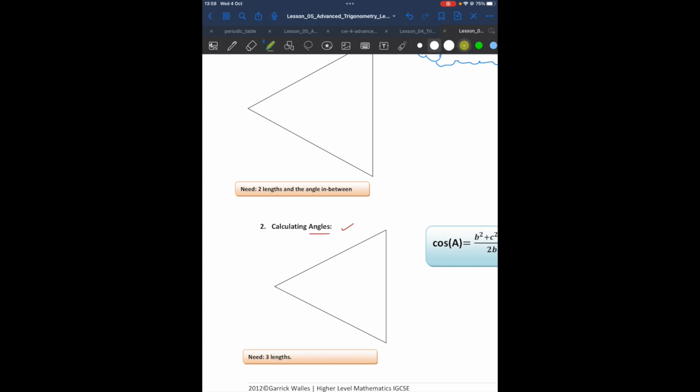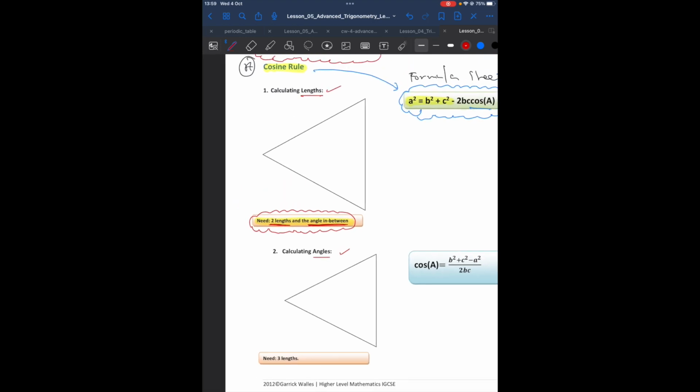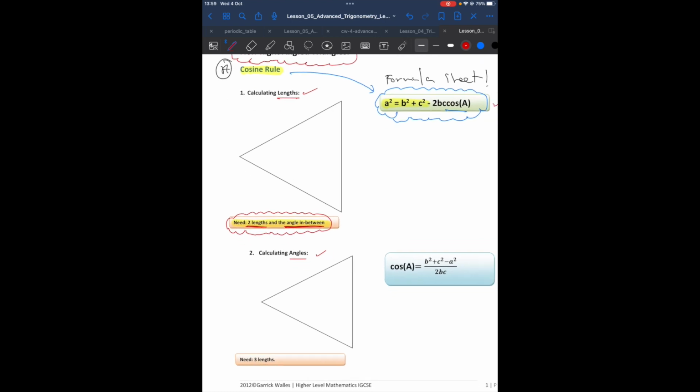Now, in order to use this formula, this is the information that you are going to have to look for in the question. You need to be given two lengths in the triangle, and you need to be given the angle in between those two lengths. Now, if you see that in an exam question, the chances are they are going to ask you to calculate a length using this cosine rule formula. So a typical question will look like this.